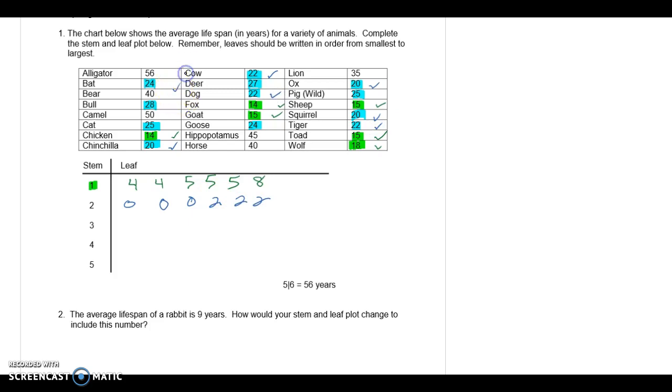24s, we've got 1. 25s, we've got 1, 2. Oh, I missed a 24. There we go. 25s, 2 of those. 27 and then 28 would wrap us up. So 27 and 28. That should take care of all those. Now we're on to the 30s. So the 30s we've got, let's see, just 1 it looks like. 35, the lion. So we'll put that on the stem of 3, giving us a leaf of 5.